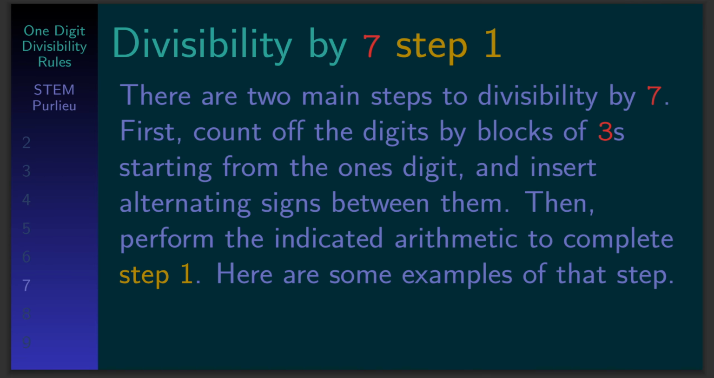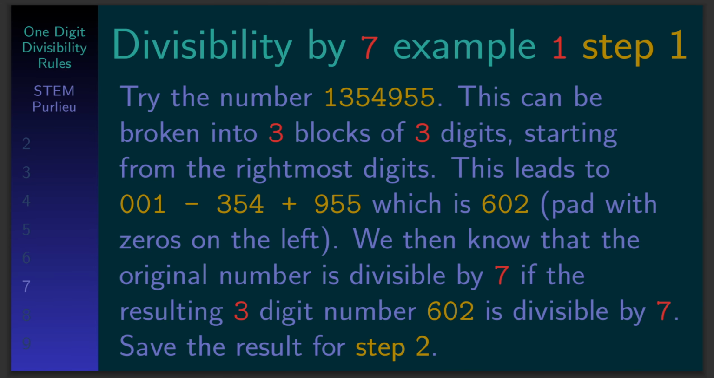Here are some examples of that step. Let's try the number 1,354,955 and see if it's divisible by 7. The first step is we break it into blocks of 3 digits starting from the rightmost digits, and we put in alternating plus and minus signs. This leads to 001 minus 354 plus 955, which is equal to 602. We pad with zeros on the left as shown. We then know that the original number is divisible by 7 if the resulting 3-digit number 602 is divisible by 7. Save the results for step 2.